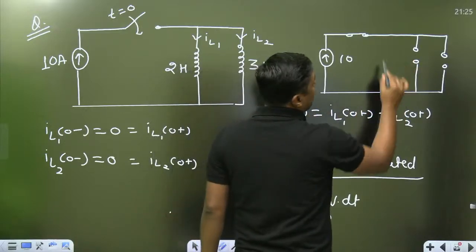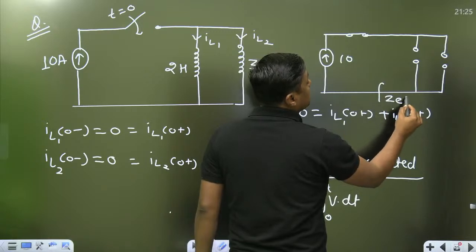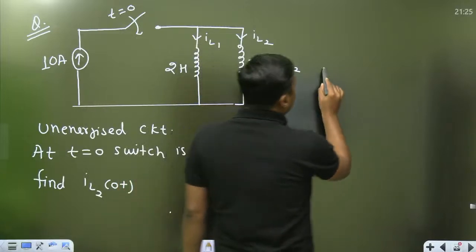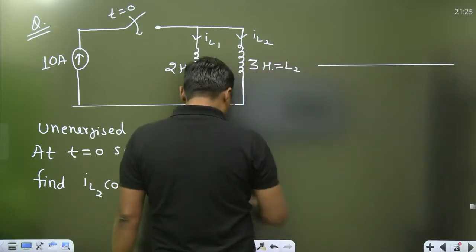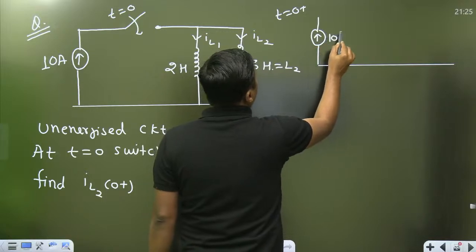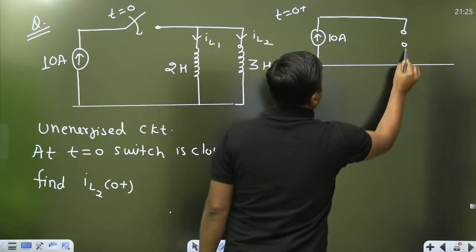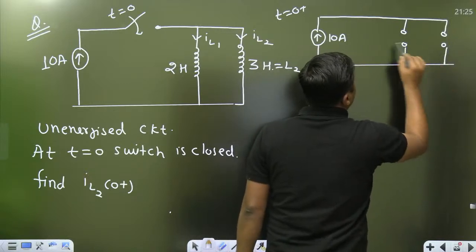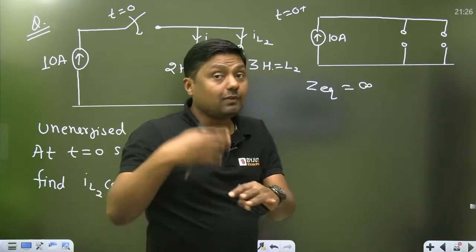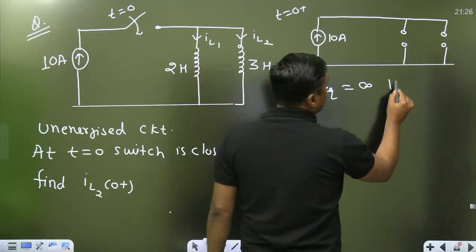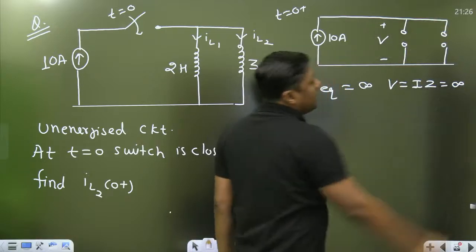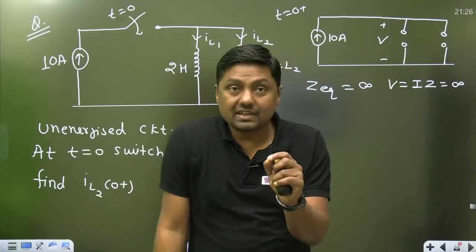So my dear friends, what is the Z equivalent of open circuit? This is the diagram exactly at 0 plus. Current is finite, 10 ampere. And this will act as an open circuit. What is the Z equivalent of an open circuit? Infinite. So what will be the voltage? Voltage will become I into Z, infinite.